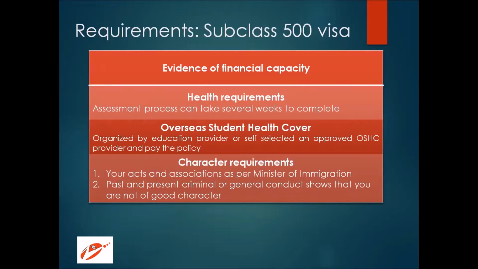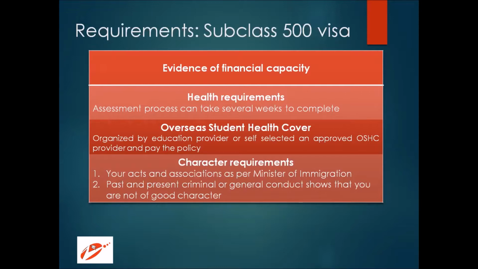That means any groups that you are associated with, any organizations, any people that you are working with. If these associations are found to be criminal associations, or people are found to have some kind of criminal records as per the Minister of Immigration, then your visa would be denied. Your past and present criminal and general conduct shows whether you are of good character or not. So be very careful of how you carry yourself.